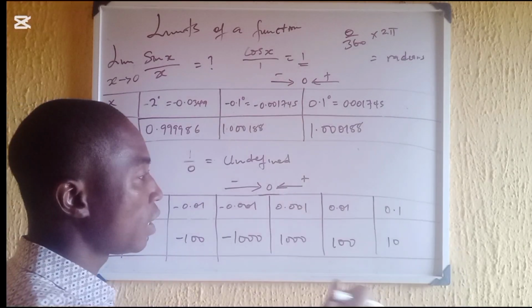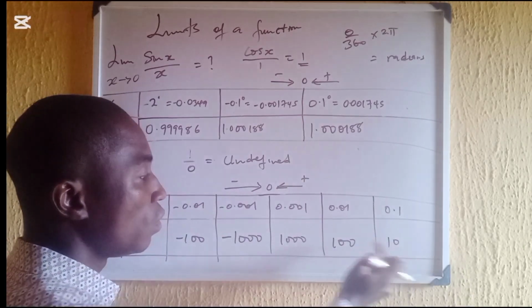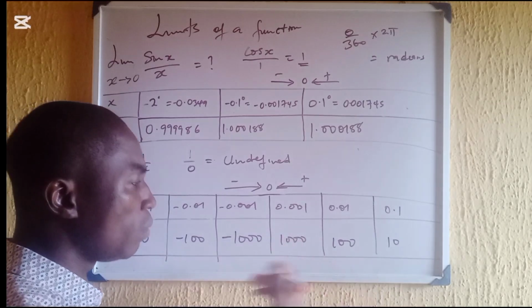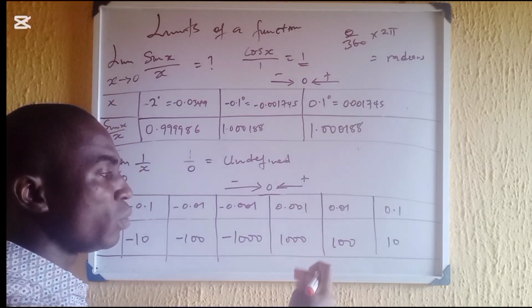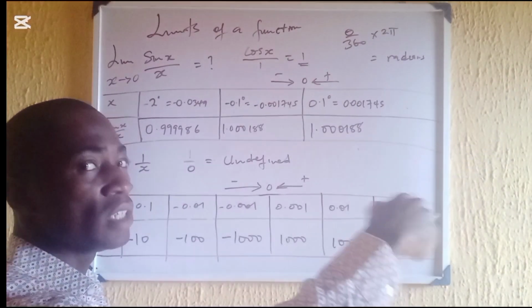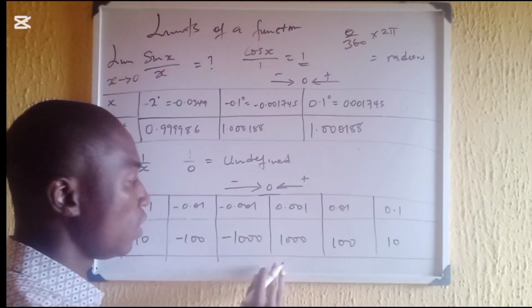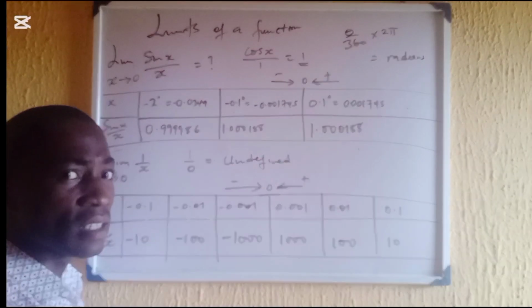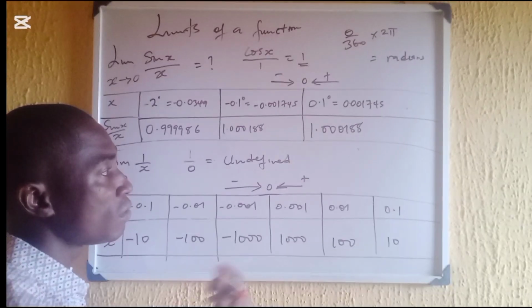Let's now come from the right. We have 10, we have 100, we have 1000. That means as we keep going closer, the value keeps increasing, tending to positive infinity. Whereas as we keep going closer from the left, the value keeps decreasing, tending towards negative infinity.